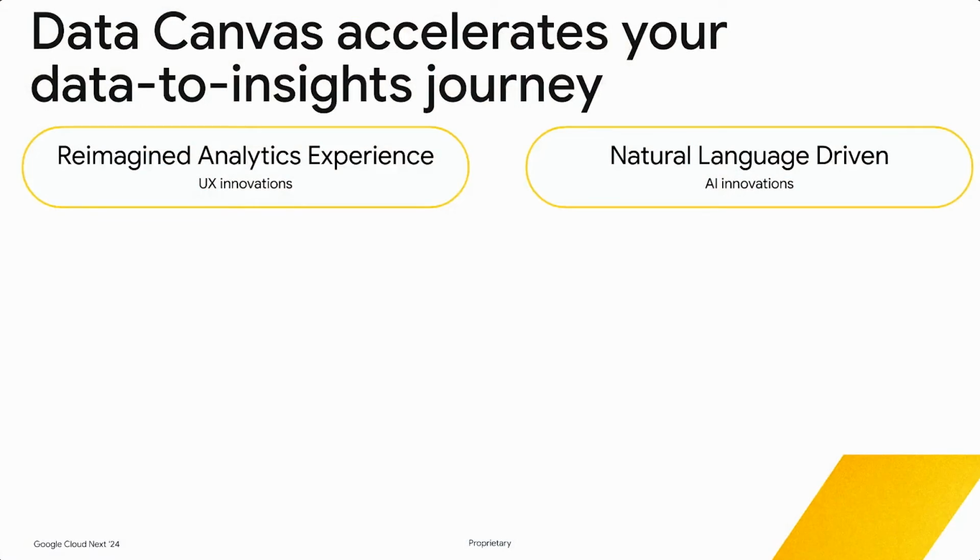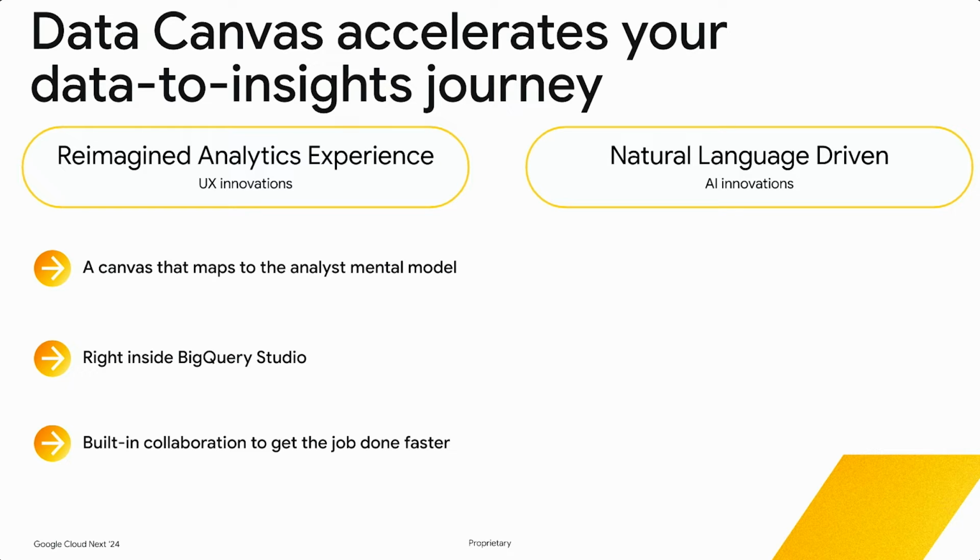So it's not all about, let's apply Gen AI for every problem. I think Gen AI can do a lot of things, but it's not a panacea, right? We need to think about the problem and work backwards, and that's what we've done in Data Canvas. So the first thing we did is, hey, look, let's reimagine how the user experiences. And we are introducing a completely new experience, a Canvas experience, which maps to the analyst's mental model.